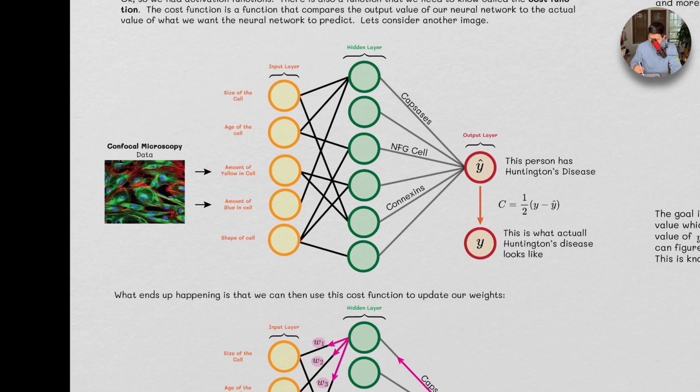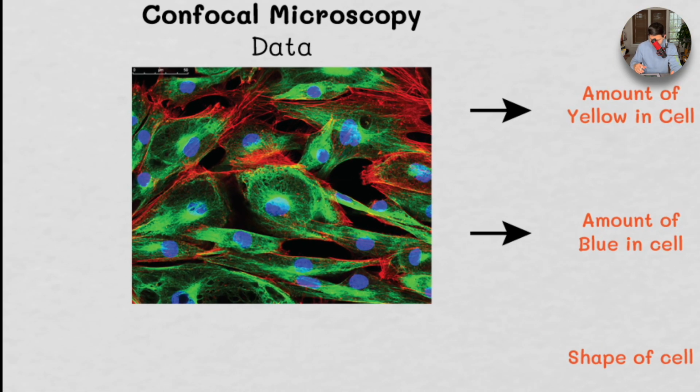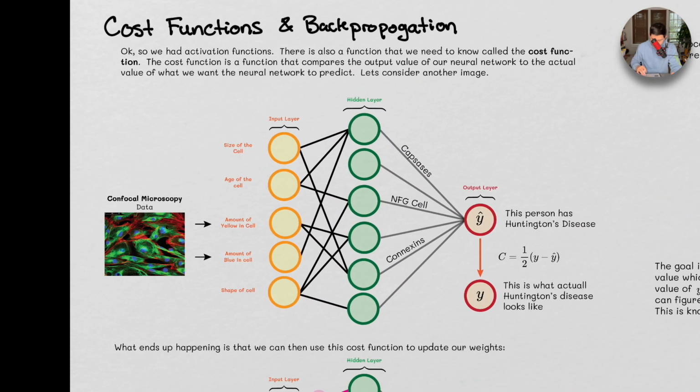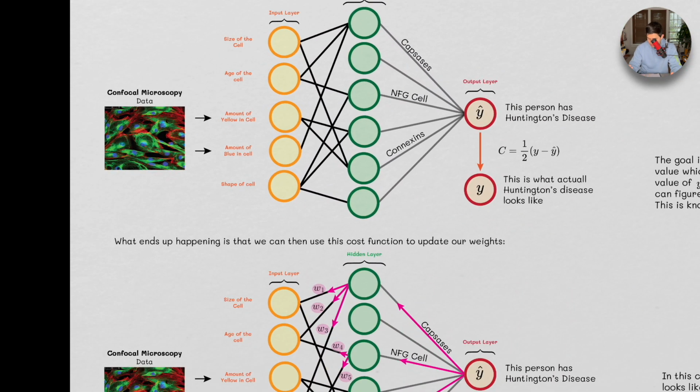But anyways, this one here might be thinking, well, the amount of yellow in the cell and the size of the cell correspond to the amount of connexins or something like that. If we just look at this image, it looks like a lot of the yellow is on the edges of the cells here. Connexins tend to be on the edges of the cells. And so maybe this node could be looking for those features.